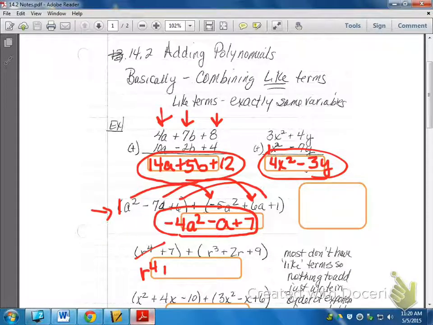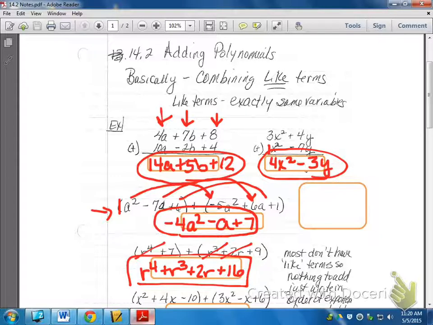r to the 3rd is next. It doesn't have a partner to combine with it. There's no r to the 2nd, but there's an r term. It's a 2r, and there's nothing to combine with it. So I'm just going to write it down. And then finally, the constant terms, there's 7 and 9. So I would just combine those into 16. So r to the 4th plus r to the 3rd plus 2r plus 16. And that would be the final answer, combining those two polynomials. Are there any questions?